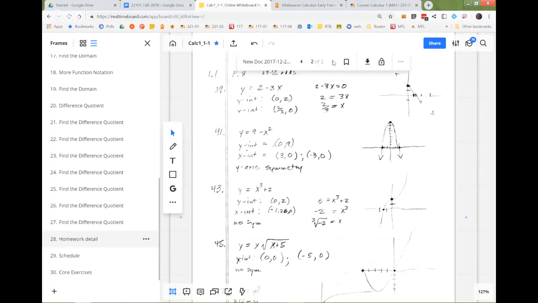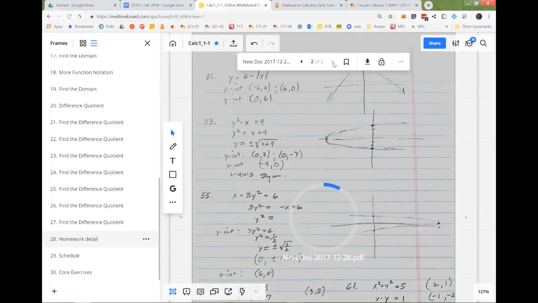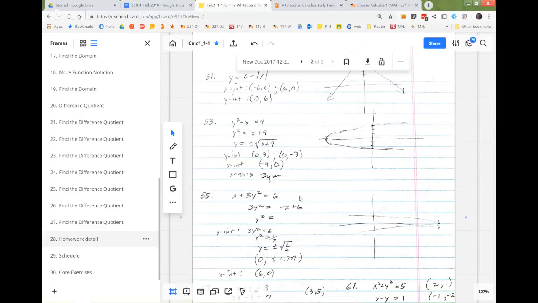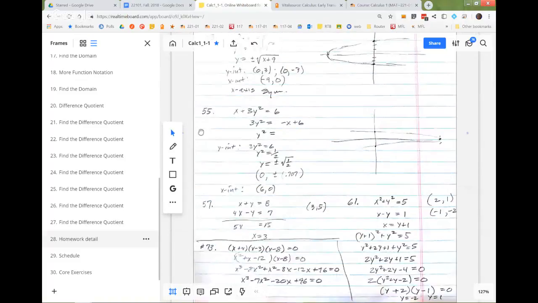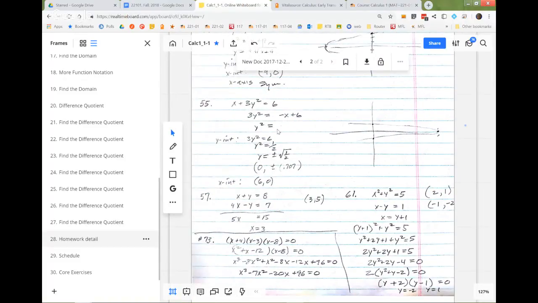Let's just go look later in the assignment. Number 55: x squared plus 3y squared equals 6, or 3y squared equals negative x plus 6. So I solved for y, and I came up with these 2 answers. Here we do have symmetry with respect to the x-axis. And a pretty rough sketch, but that's good enough. So I just wanted to show you the kind of homework we're looking for.